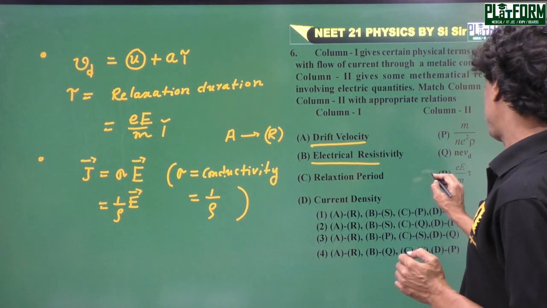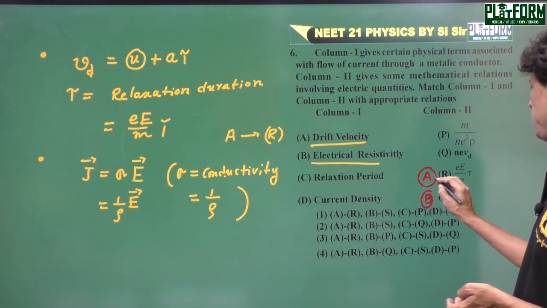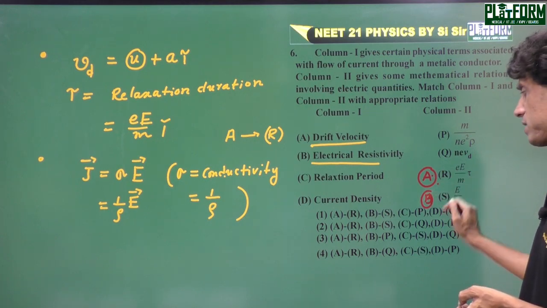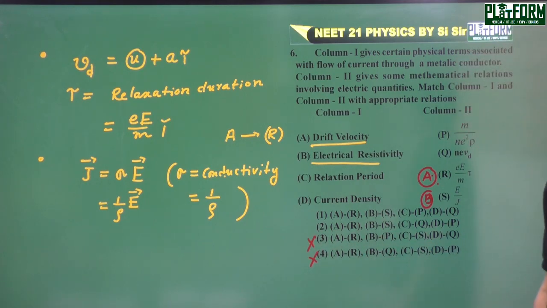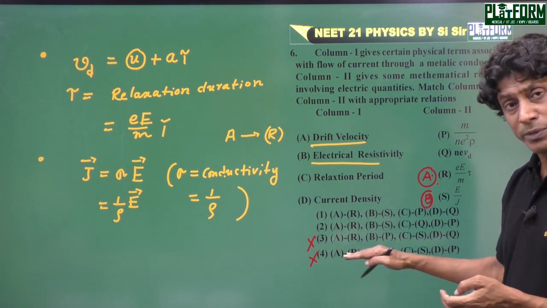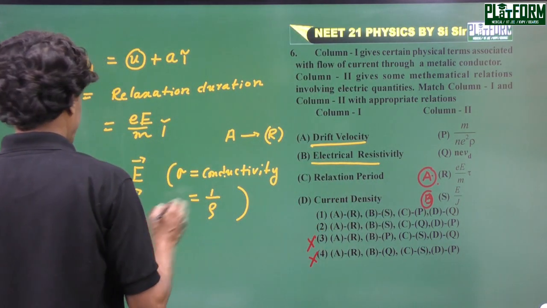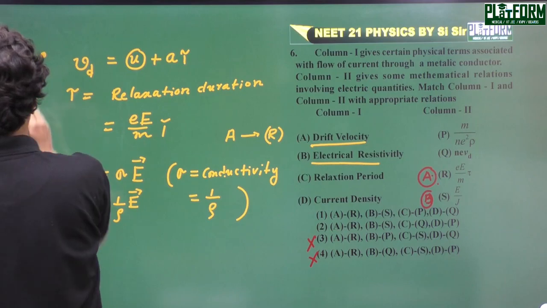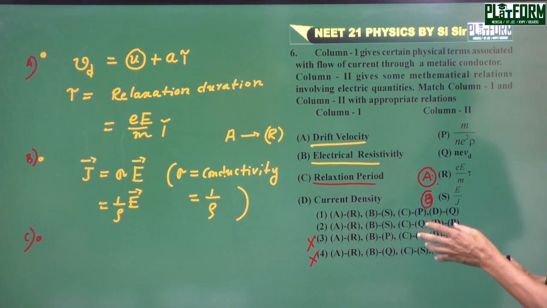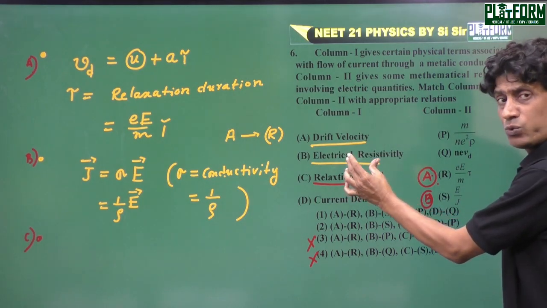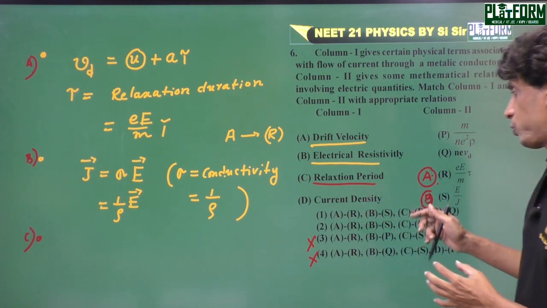Simply, A matches with R, and B matches with S. So options 3 and 4 are not correct and can be discarded just by checking A and B. Similarly, relaxation period. Sometimes students may not remember the equation of the relaxation period, so it is better to check the current density.